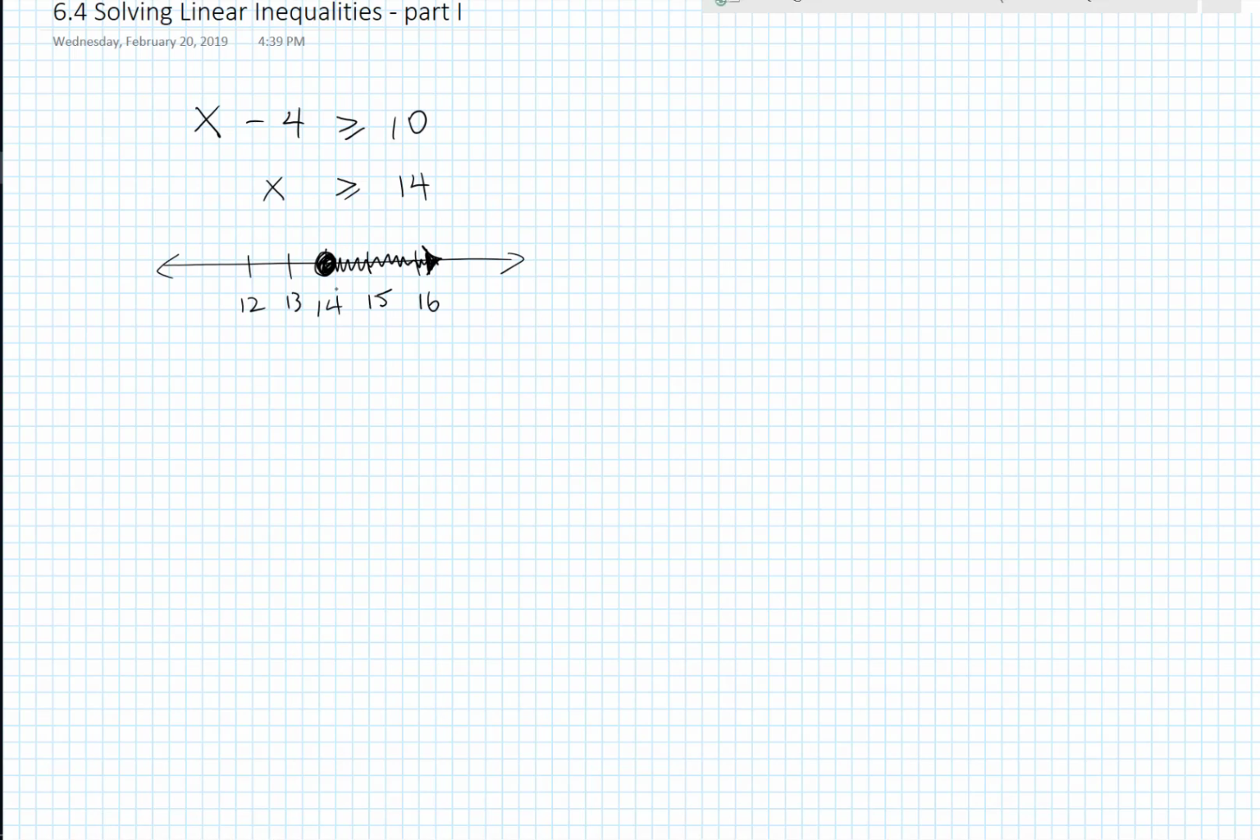As I said, it's worth checking something that should yield a false result, and the easiest one in this case is to plug in 0. If you plug in 0, you get 0 minus 4 on the left, which is negative 4. That's clearly not greater than or equal to 10, which is what we hoped for or expected.